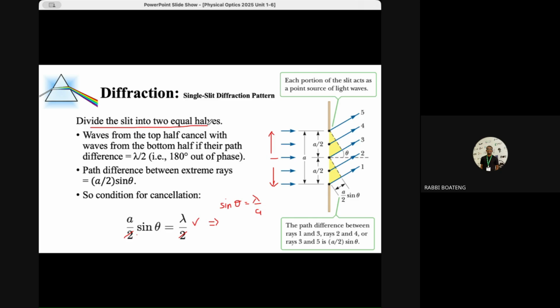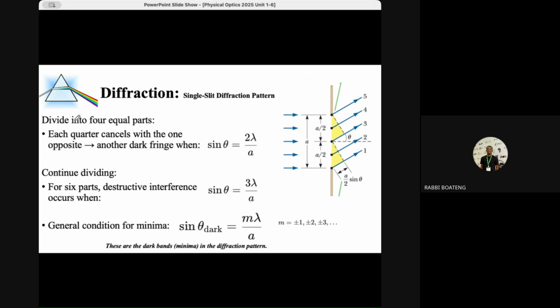Now, what if we divide the slit into 4 equal parts? Is that okay? Now, dividing the slit by what? 4 equal parts. It means that this time around, we are not going to get A over 2. We are going to get our phase difference as what? A over 4. Is that okay? And now our phase difference here is going to be what? A over 4 sine theta.